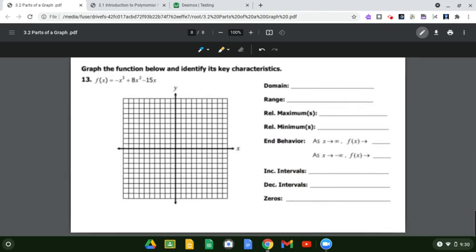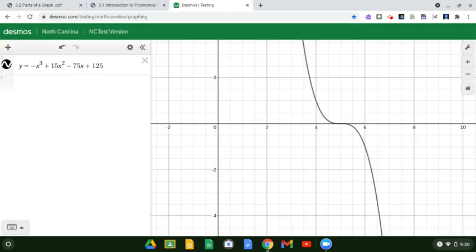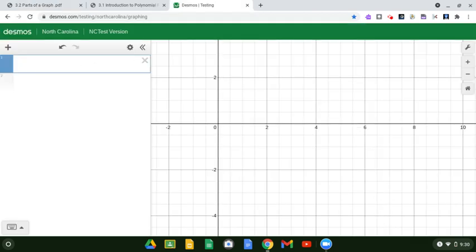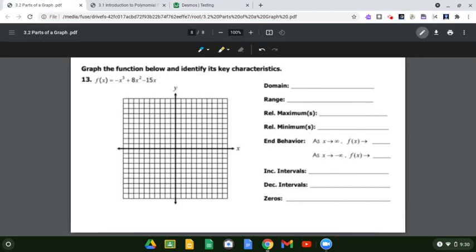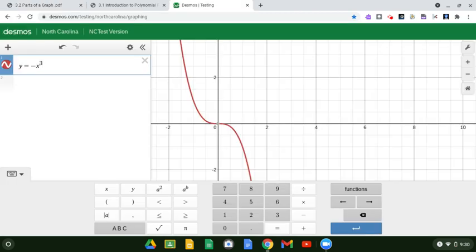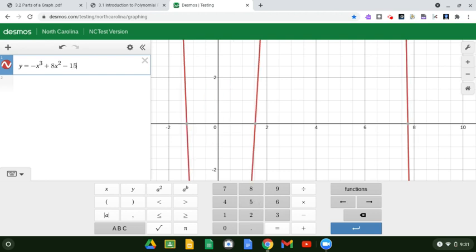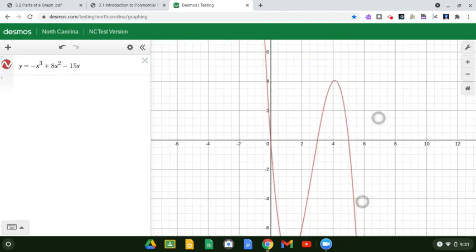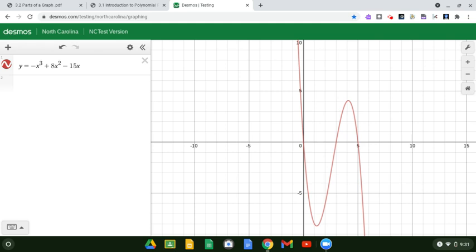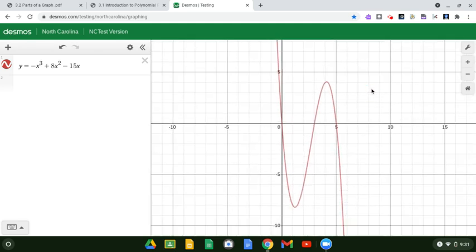Okay, last example here. Graph the function and identify all of the key characteristics. Negative x cubed plus 8x squared minus 15x. So I'm going to simply stick it right in. y equals negative x to the power of 3 plus 8x squared minus 15x. Okay, let me zoom out a little bit. All right, so let's identify some of the key features here.